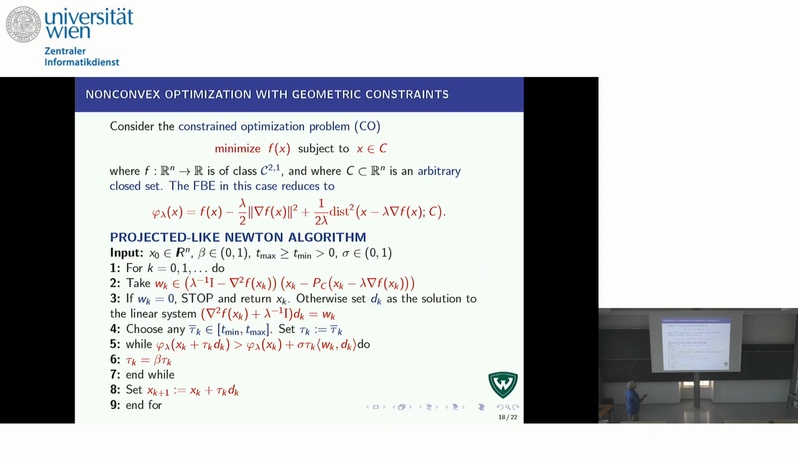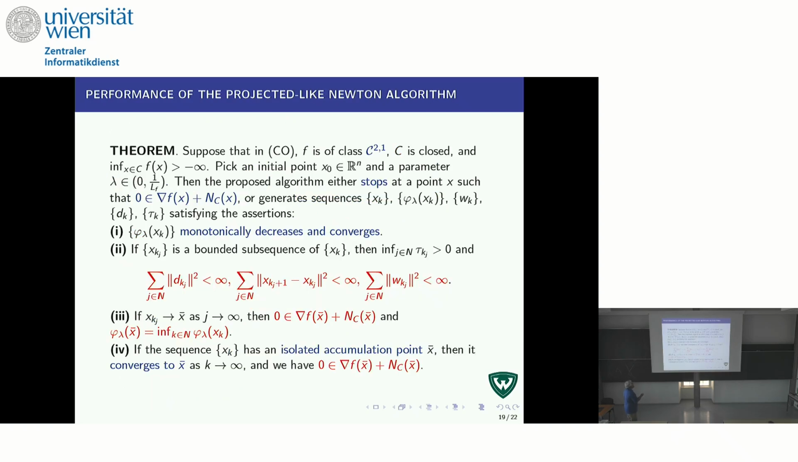Then another application is to the problem of constrained optimization with geometric constraints. We minimize a function f, which is good, but C may be just a closed set. In this case, we proceed with the so-called FBE, forward-backward envelope, which was introduced by Panos Patrinos, and this function is better than the original one, but it gives the same value for the cost function. We proceed with this algorithm, a direct implicit algorithm, and we have about the same properties as in the general case.